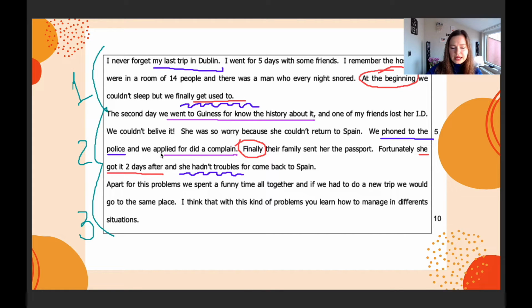You can see that in the second paragraph, there is another example of the same weakness, the same mistake with the clause of purpose. "We applied for did a complaint." Here we can see that there is some problem with the clause of purpose and it influences the cohesion.